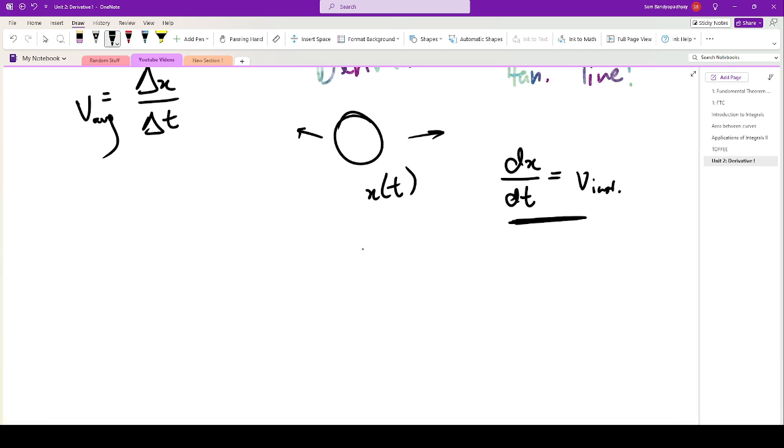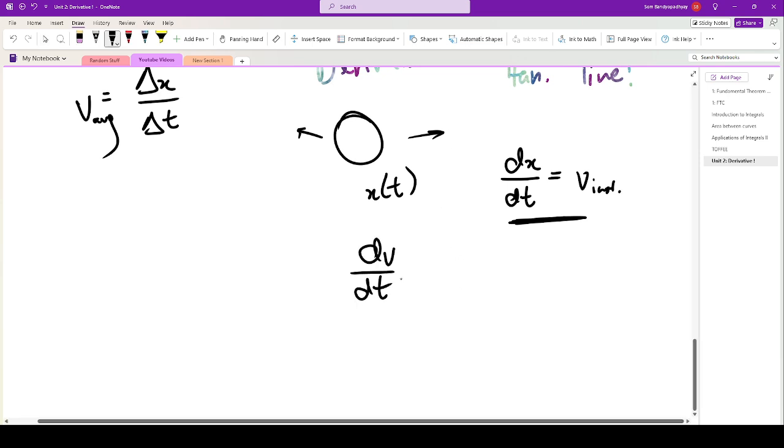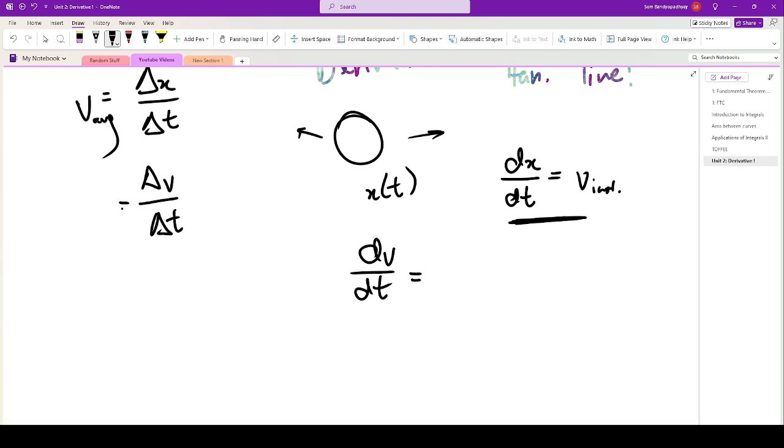Applying the derivative one more time to velocity, if we think about what this represents, that's just acceleration. So the derivative of velocity with respect to time is going to be acceleration. Instantaneous, of course. And if we want to express acceleration in terms of x, right?